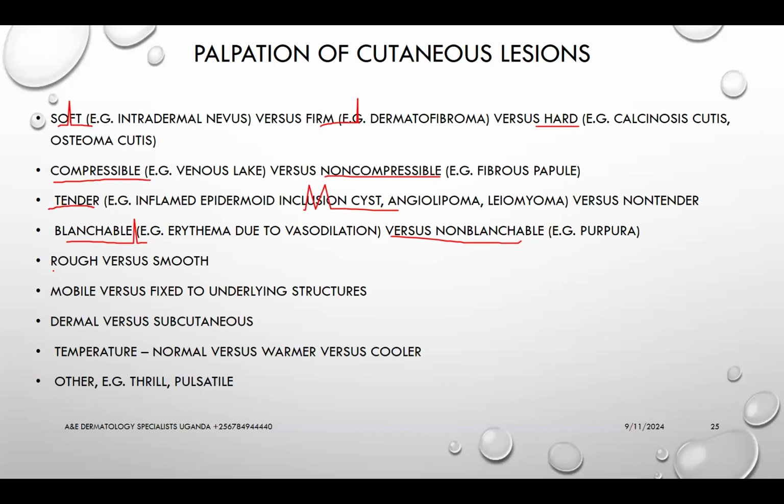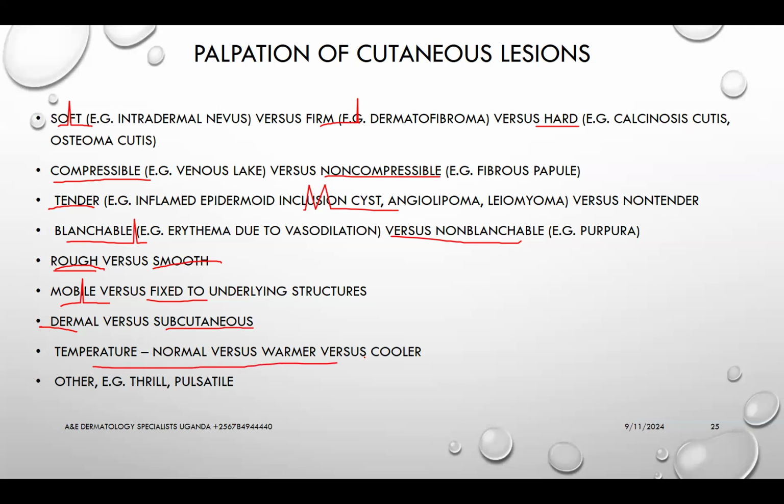So is it rough, or is it smooth? Because we see, for example, in scarlet fever, when you palpate the skin, it has a sandpaper feel, so that is rough. Then is it mobile versus fixed? So mobile meaning that when you touch, it is able to move, or is it fixed on the underlying tissues, like in cancers? Is it dermal? If it is within the dermis, you can move it, or is it within the subcutaneous fat that you cannot palpate below it?